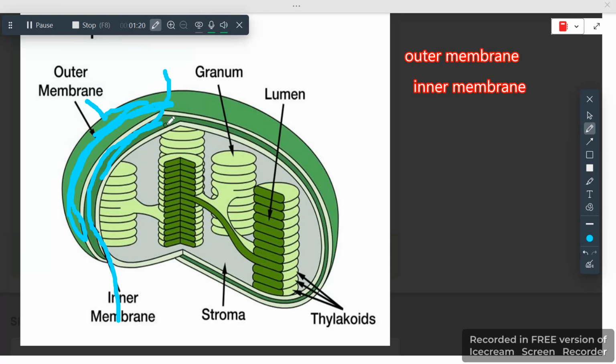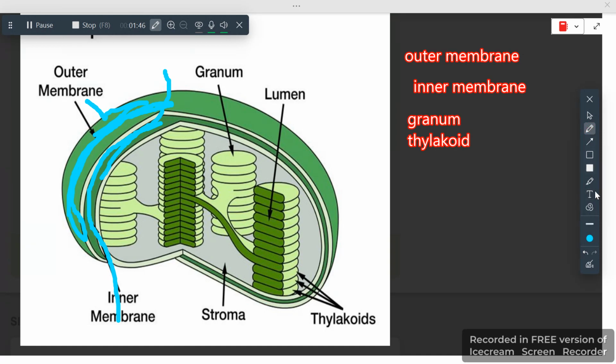We have divided it because it has two membranes, just like the mitochondria and nucleus. So the outer membrane and the inner membrane both have their own function. And now let me discuss the third thing, which is granum. Before discussing that, I need to discuss thylakoid with you. So now, what is thylakoid?